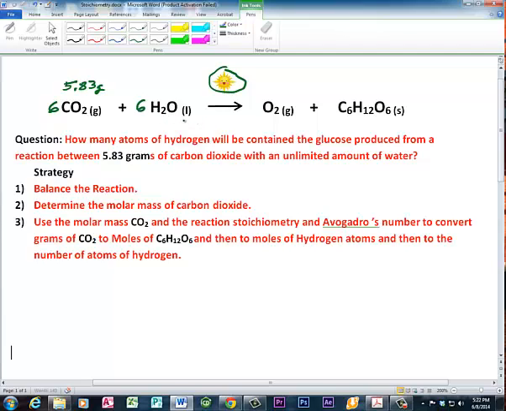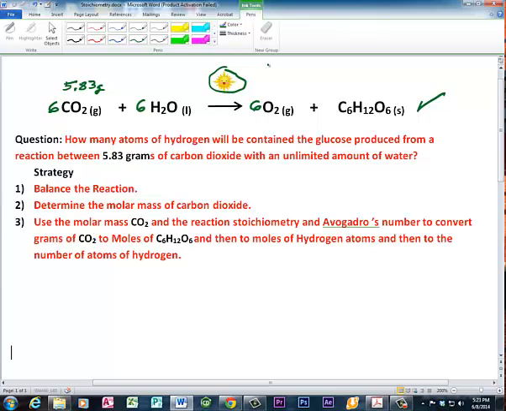Next, we balance oxygen. I have 6 times 2, that's 12 oxygens on the reactant side, plus 6 more from the water. That's 18 oxygens total. Over here, I have 6 oxygens on the glucose, and if I multiply the O2 by 6, 6 times 2 is 12, plus 6, that's also 18 oxygen. So now I have all my atoms balanced.